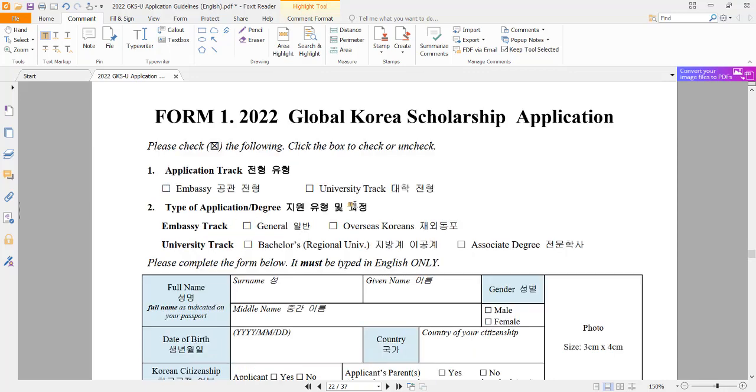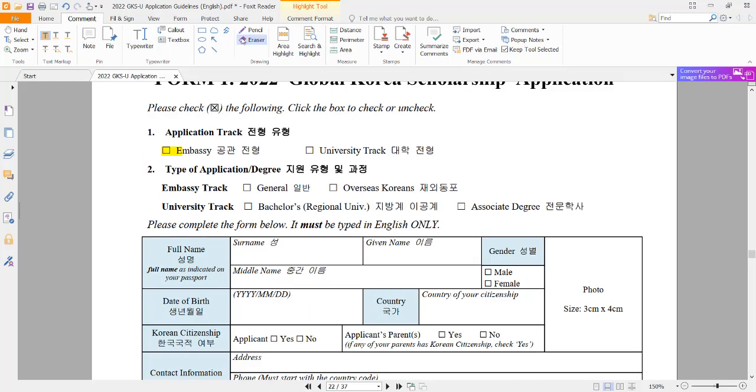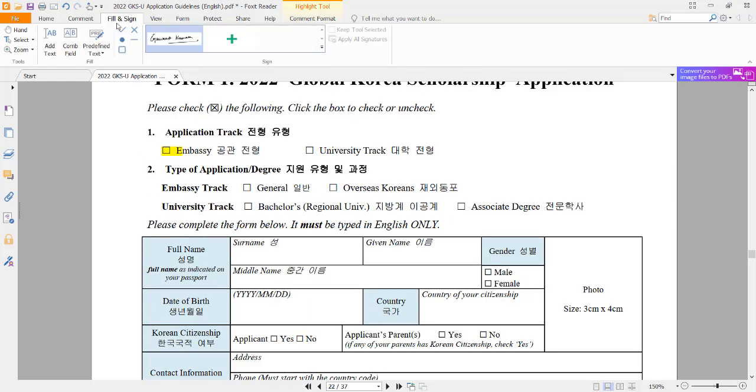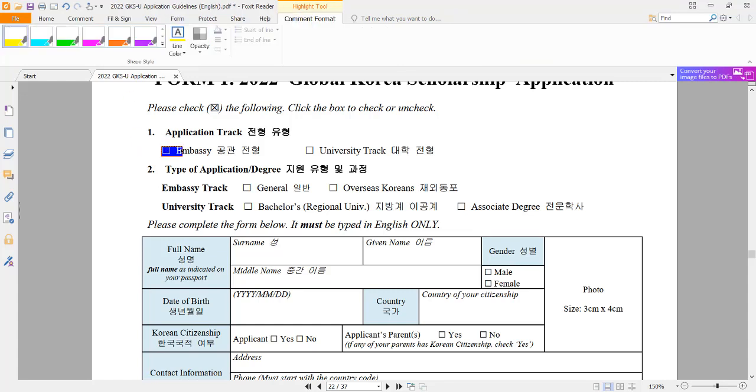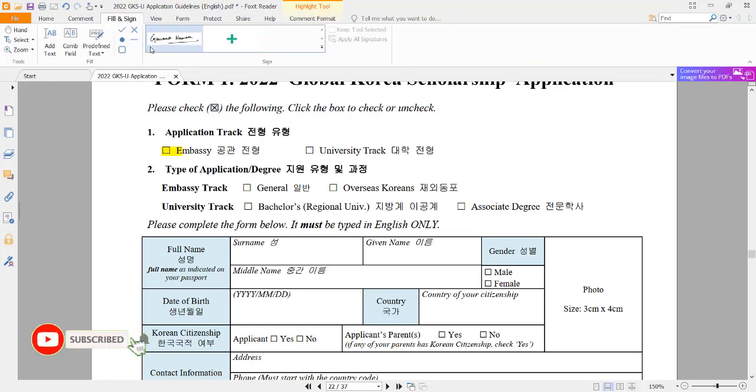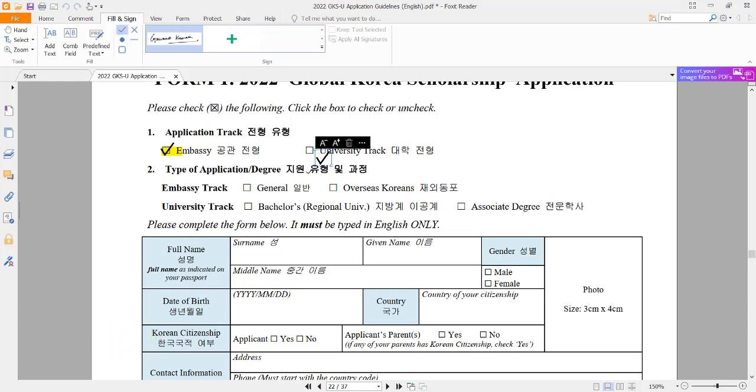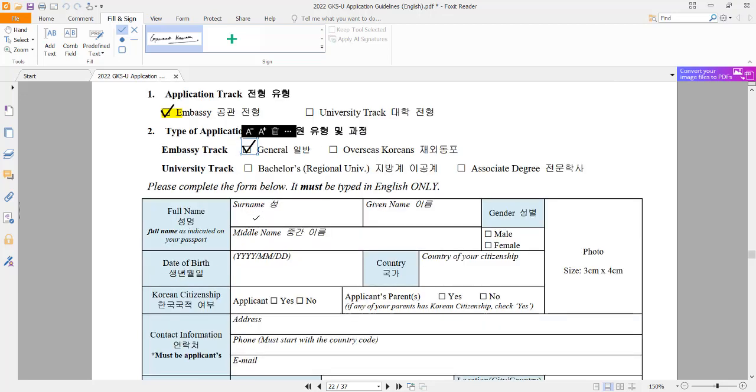Now the first form. As you can see, you just have to select which track you are applying to. Suppose you are applying for embassy track, you select embassy, means a check mark, using this check mark option. You can just directly drag it in here. You can use any editing software, like I'm using Foxit Reader, so you can use Foxit also. Then you can select general if you are a general candidate, or if you are applying for university track, you can select regional university, because there is only the regional university option in university track. So of course you'll have to select this one.